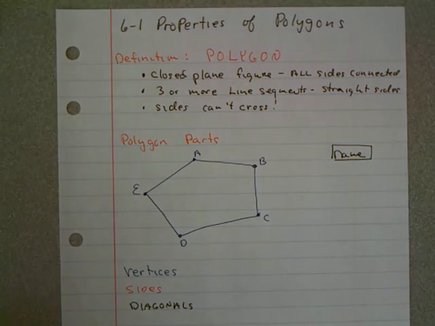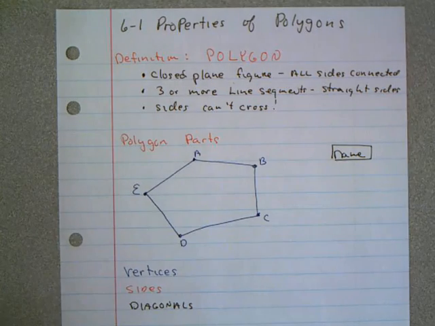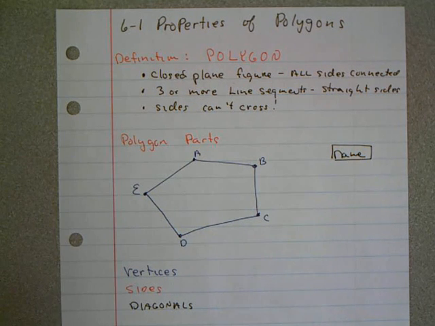Welcome to Klein's Geometry. Today we're going to talk about properties of polygons. And the first thing we want to do is review the definition of a polygon from lesson 2.4.